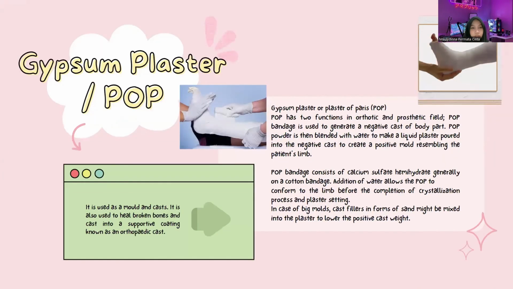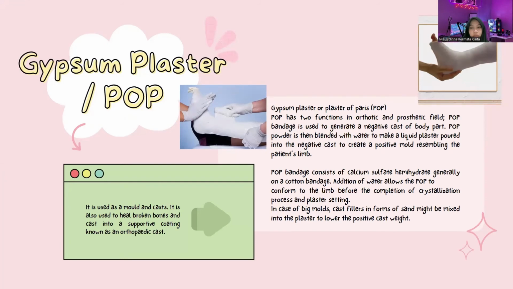This is a gypsum plaster or POP. It is used in P&O as a mold and cast. It is also used to help broken bone and cast into a supportive coating known as an orthopedic cast. Gypsum plaster or POP has two functions in orthotic and prosthetic field.